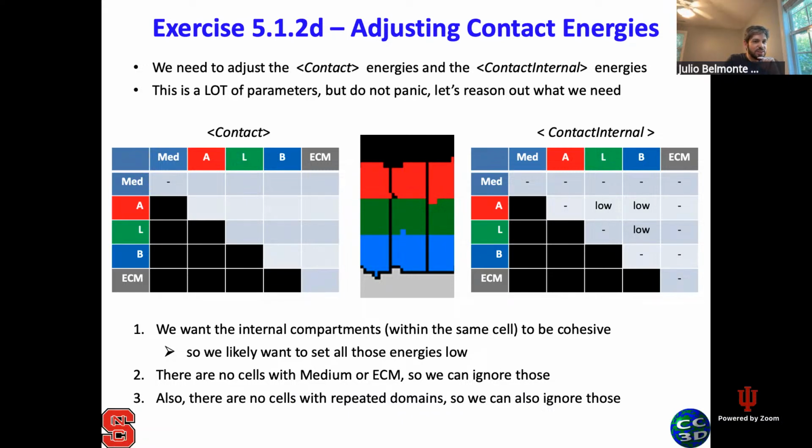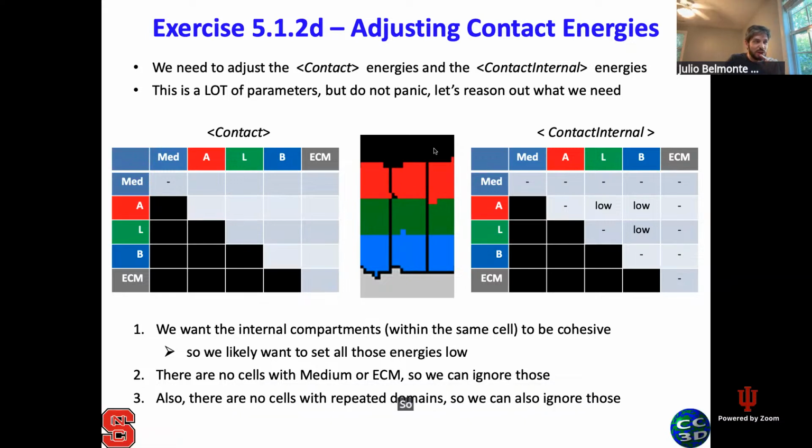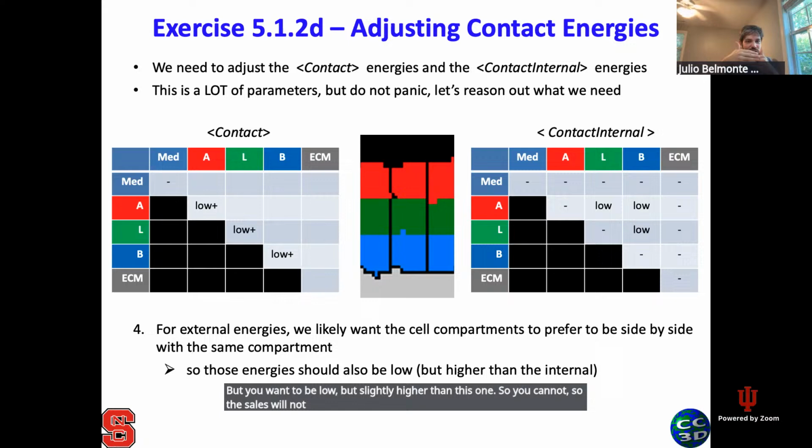Okay. If I make those apical-apical, lateral-lateral, and basal-basal across clusters lower than these ones, what will happen is that they'll start to kind of migrate in between them. So actually, you do not want them to be lower. You want them to be low, but slightly higher than these ones, so the cells will not merge with each other, okay?